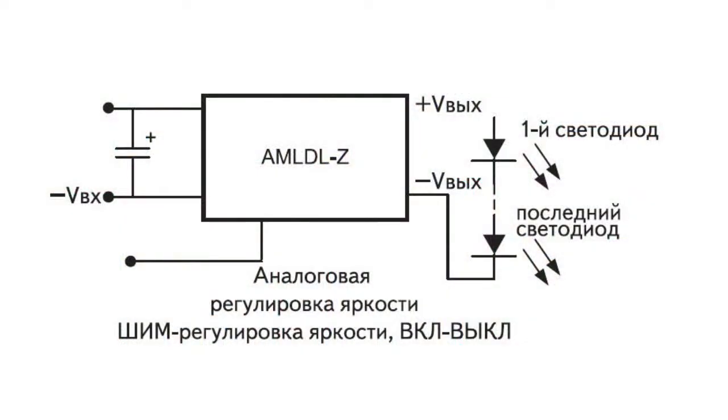As the driver is a source of direct current, a current-limiting resistor isn't required. Voltage in the driver output is set automatically depending on the number of light-emitting diodes in the chain. Light-emitting diode drivers AMLDL-Z have an on-off input and a regulator of light-emitting diode brightness: analog, by voltage change in the control input, and digital, by feeding a modulated PWM signal to the input.